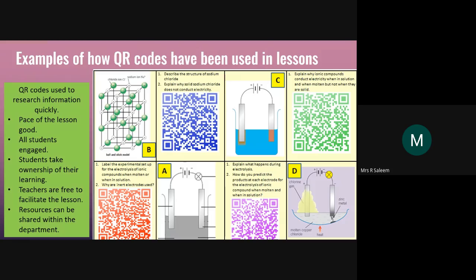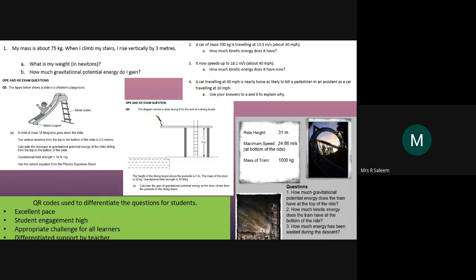Here are some examples that I've used in the classroom. Here, students were using QR codes to research information quickly and then sharing it with other people within their group. In this example, a QR code was used to link different exam questions, which were then given to students based on their ability. So the task could be differentiated based on the QR code that the child receives.